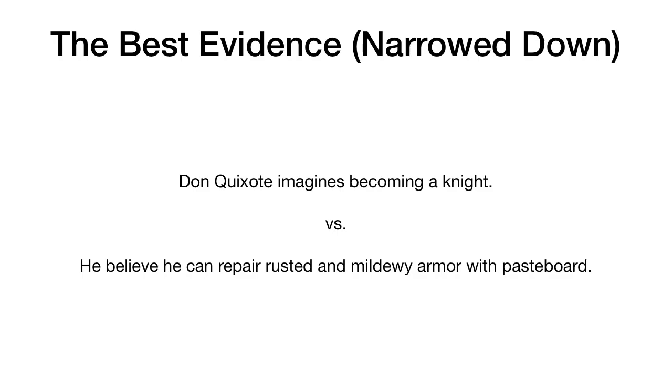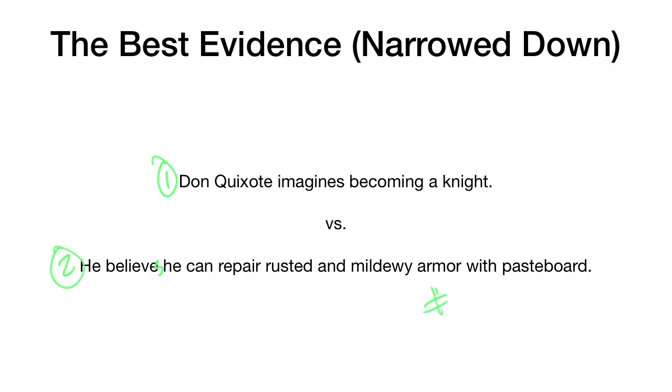We've narrowed it down. Do you think it's the first one? Or do you think it's the second one? Number one is Don Quixote imagines becoming a knight. Is that the best evidence to say that he's a little on the crazy side? Or is it number two? He believes he can repair rusted and mildewy armor with pasteboard. Which one is a little more crazy? Which one is the best evidence?